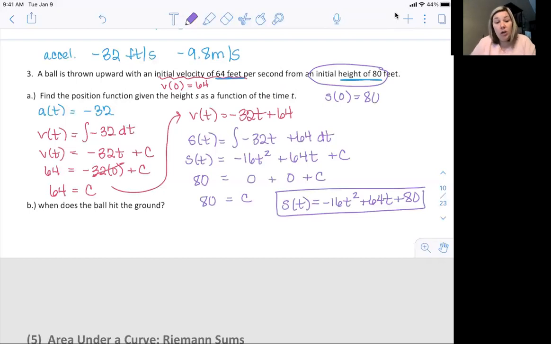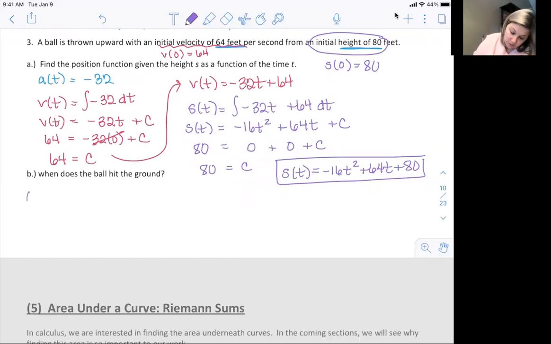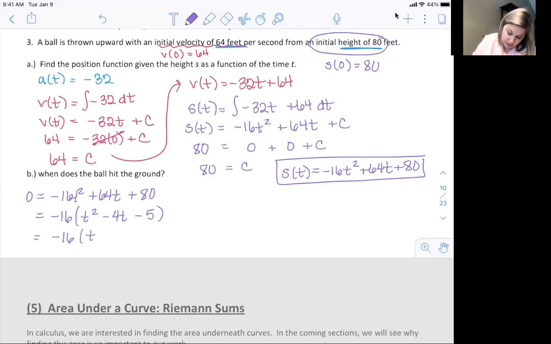The last question: when does the ball hit the ground? This is not a calculus question. This is like an algebra 2 question. We're just going to set that equal to 0. So we have 0 equals negative 16t squared plus 64t plus 80. I know you can factor out negative 16 here, so we may not need a calculator. T squared minus 4t minus 5. This is factorable. We get t minus 5 and t plus 1.